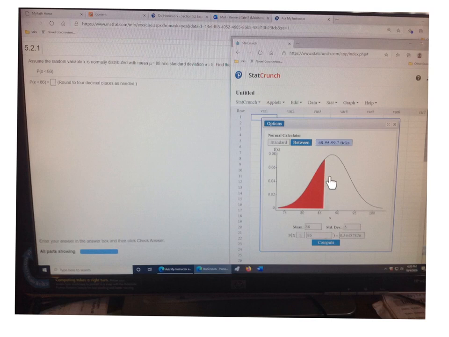Here's the mean, and we're talking about 86. We're talking about this area here, which is roughly 0.3446. Total area under the normal curve is 1, and this is a little over 34% of that area, found using StatCrunch.